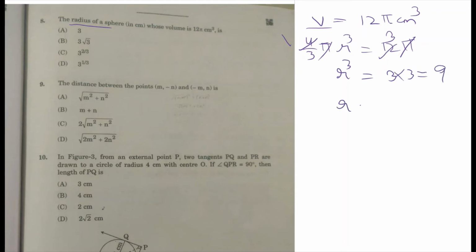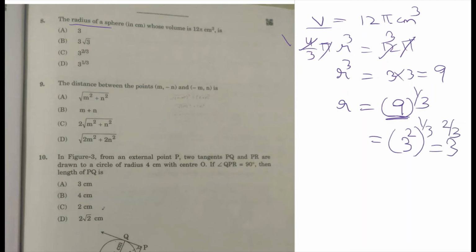So R will be equal to 9 to the power of 1 by 3. Applying the cube root, I'll get 9 power 1 by 3. This 9 I can write as 3 square. 3 square whole power 1 by 3 equals 3 power 2 by 3. So the radius of the sphere equals 3 power 2 by 3, which is option C.